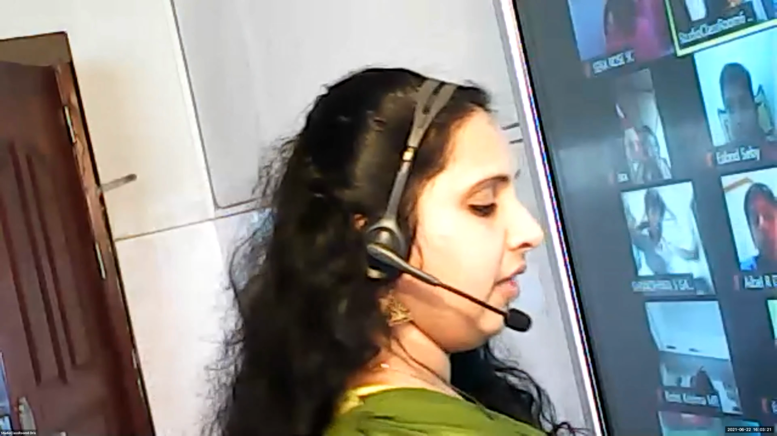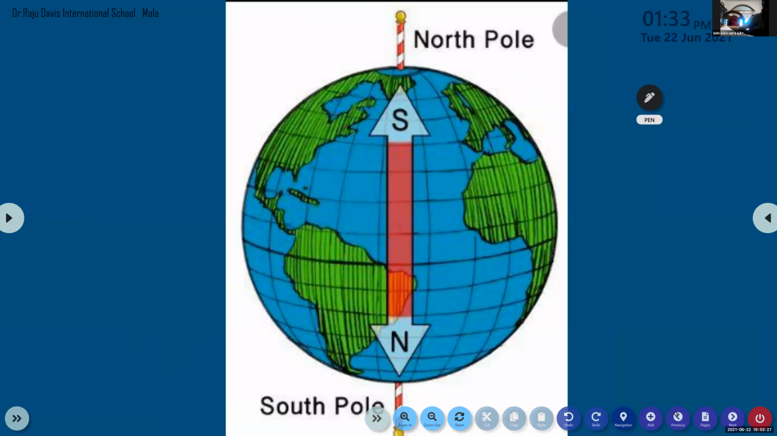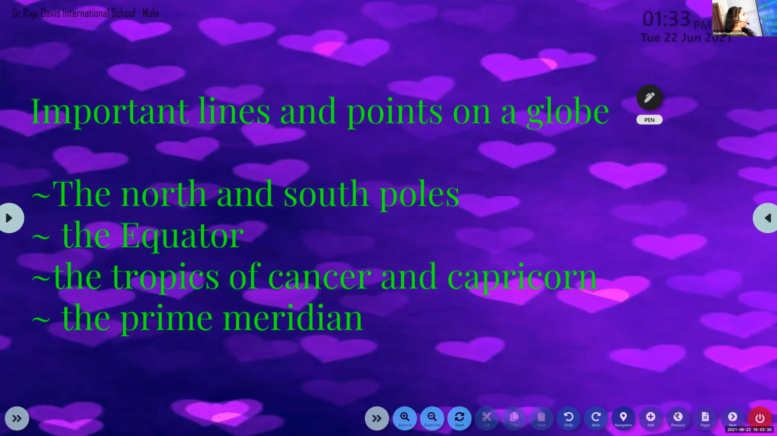Okay, once again, we can watch. Today we have learned about the important lines and points on a globe. Have you all understood what the north and the south pole are? They are the two ends of the Earth's axis. One is at the top and the other one is at the bottom. Tell me, what is at the top? North pole. Then what is at the bottom? South pole.